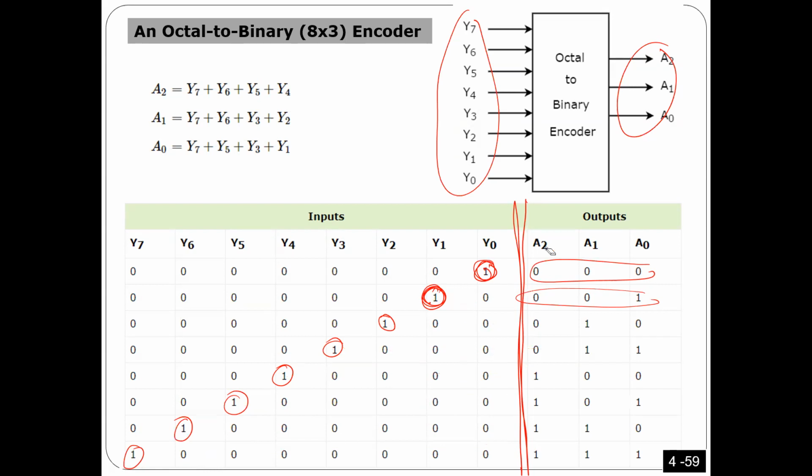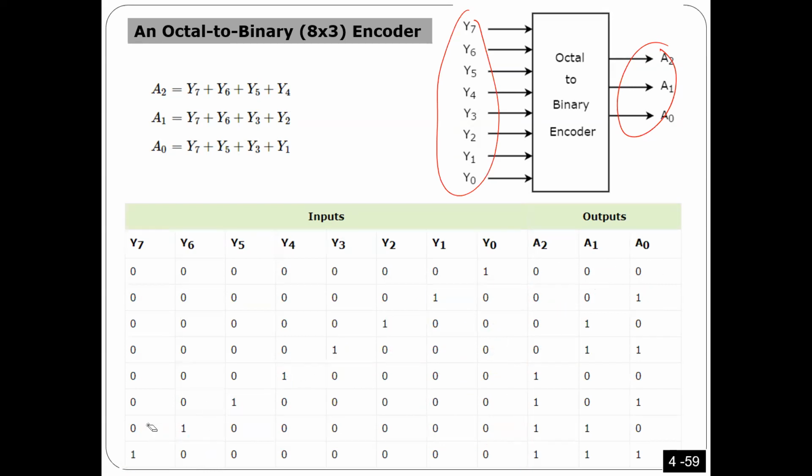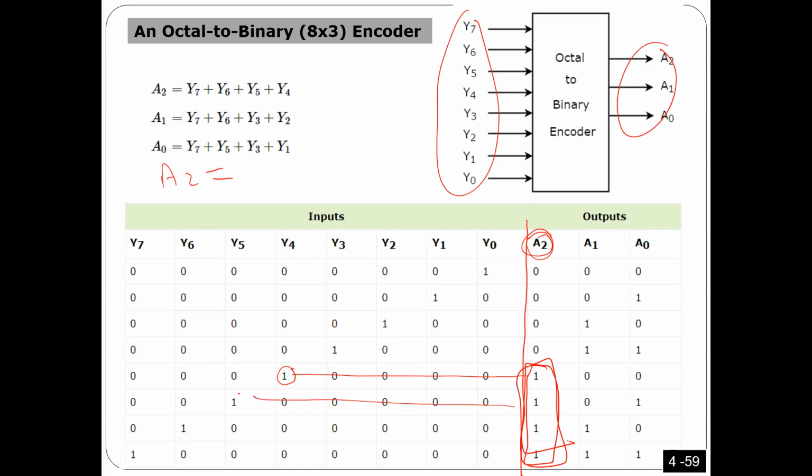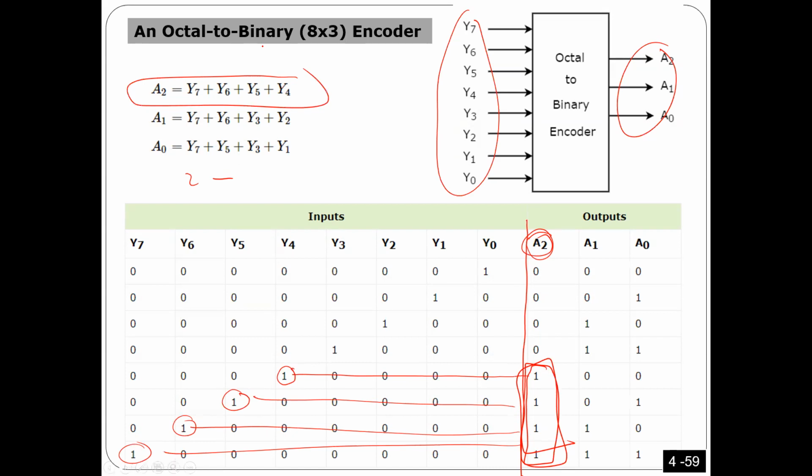Now, let's find the equations. Again, nothing is new, similar to what I have just taught. So again, if I take A2 first, A2 should be 1 in these 4 specific cases: Y4, Y5, Y6, Y7. That's it. So as you see here, A2 equals Y7 or Y6 or Y5 or Y4. That means if any one of these inputs is 1, A2 should be 1. Make sense?